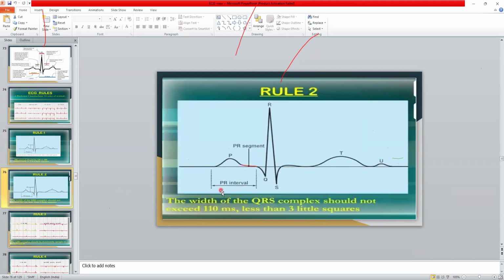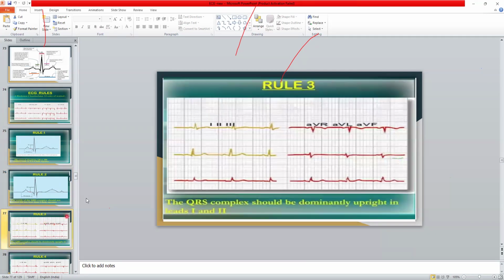Rule 2 suggests that the width of the QRS complex should not exceed 110 milliseconds. That is, it should not exceed 3 small squares. Rule 3 is the QRS complex should be dominantly upright in lead 1 and lead 2. Here, see, these QRS complexes are dominantly upright.